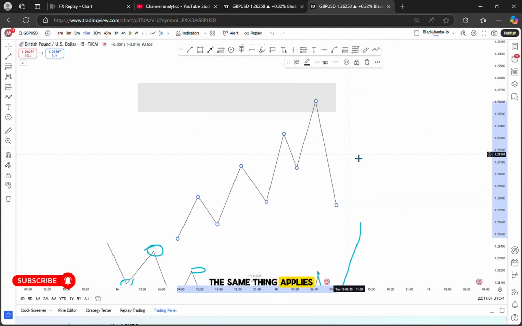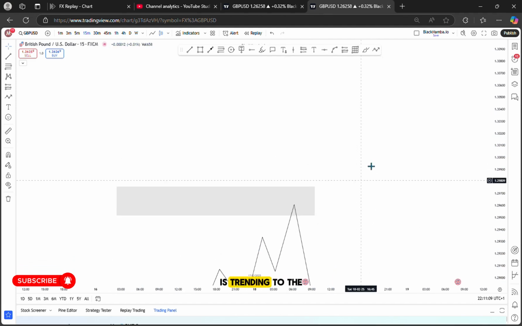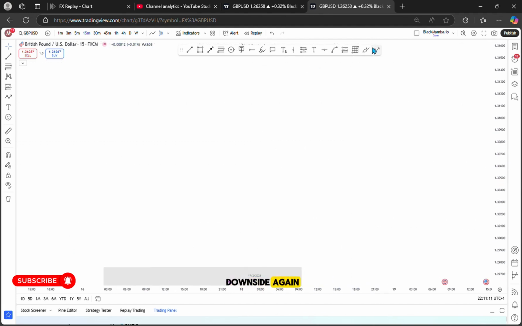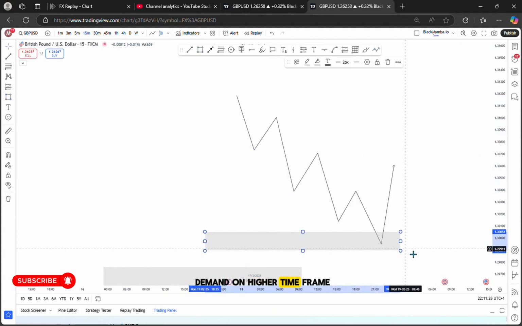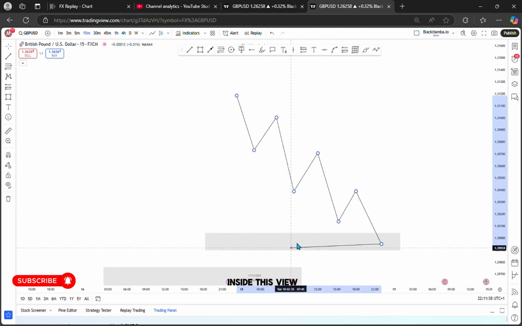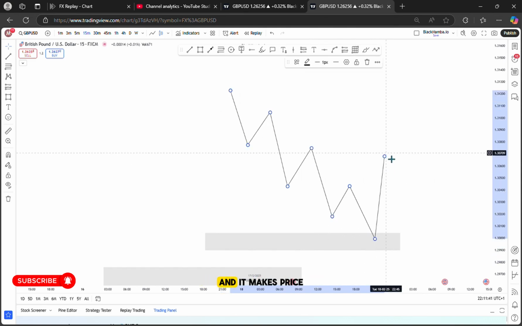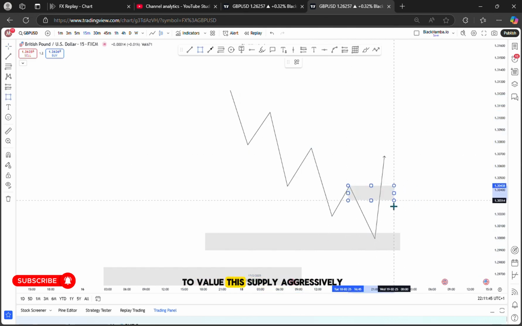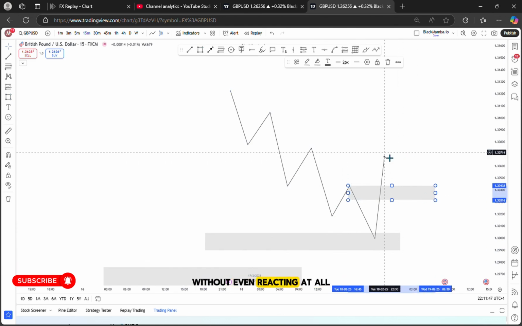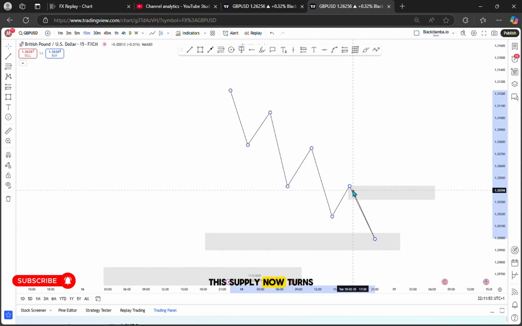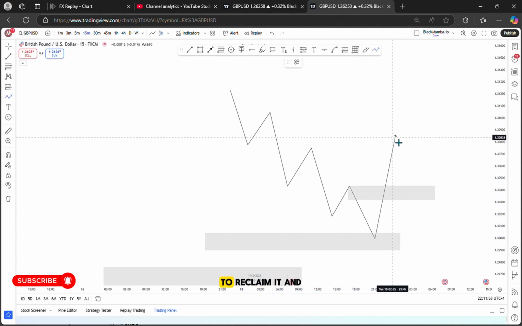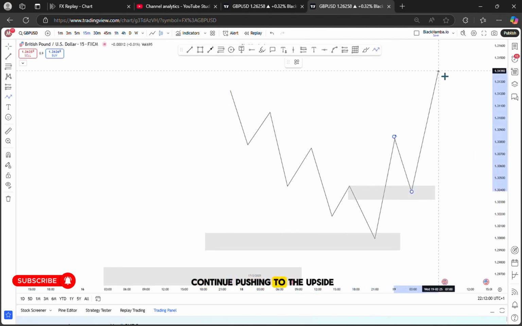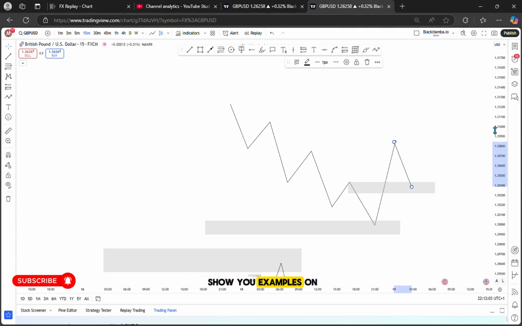The same thing applies when price is trending to the downside. Probably price mitigates a valid demand on higher time frame and the buying pressure inside this POI pushes price aggressively, and it makes price violate this supply aggressively without even reacting at all. This supply now turns to demand. I will be expecting price to come back to reclaim it and continue pushing to the upside. I'm going to show you examples on the chart.